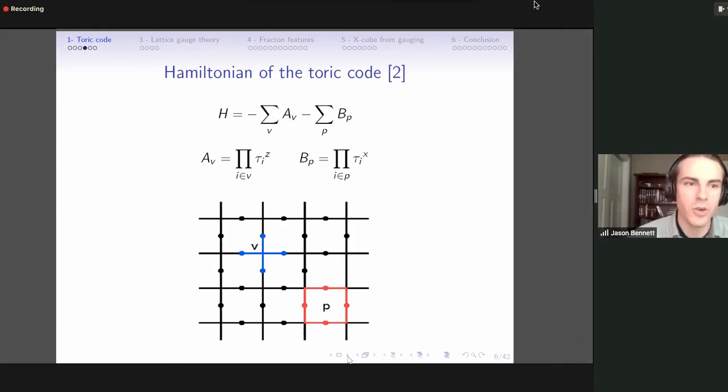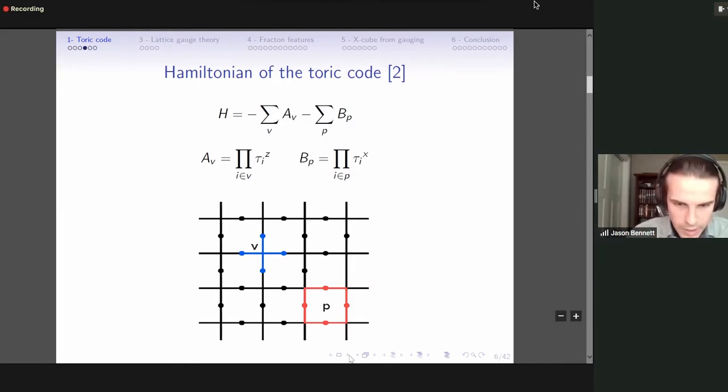Which we'll get to a little later in the X-cube. There's this so-called passive protection or passive error correction, where you don't need to explicitly do anything, you can let the system find its ground state, and that's your error correction. So that's the system. That's the dynamics of the toric code.